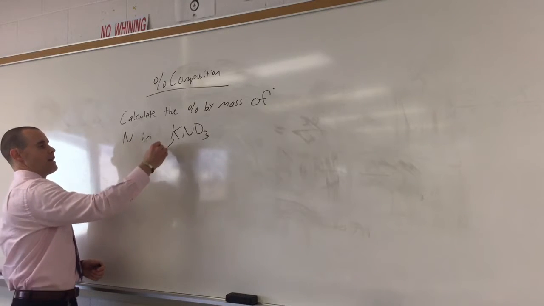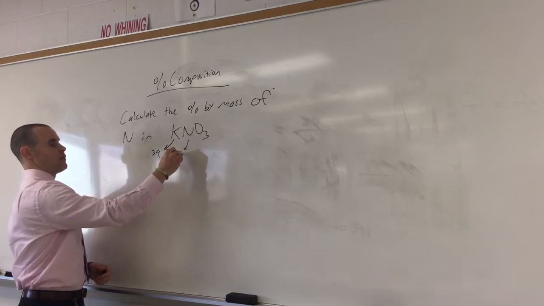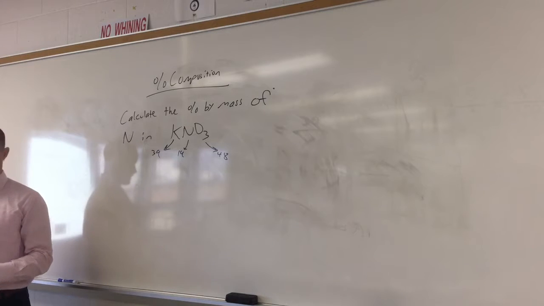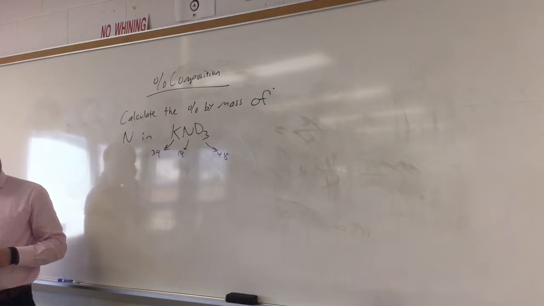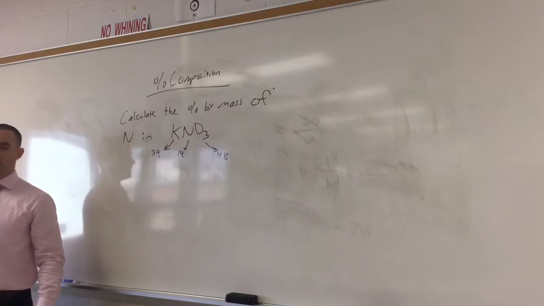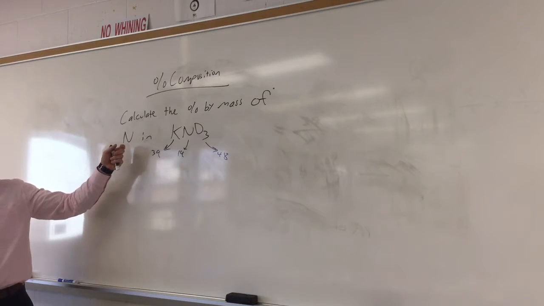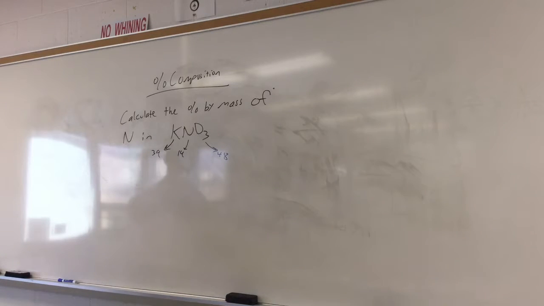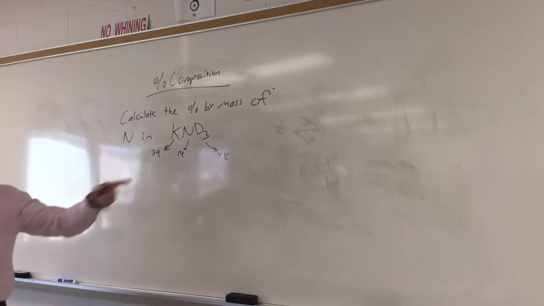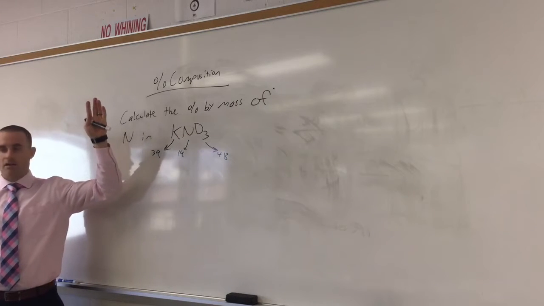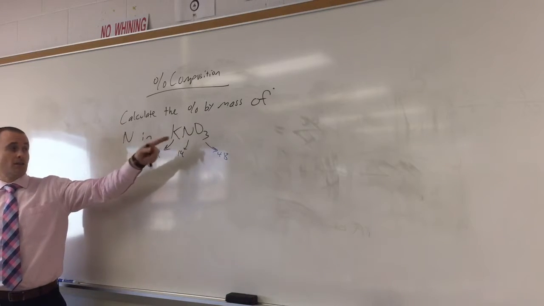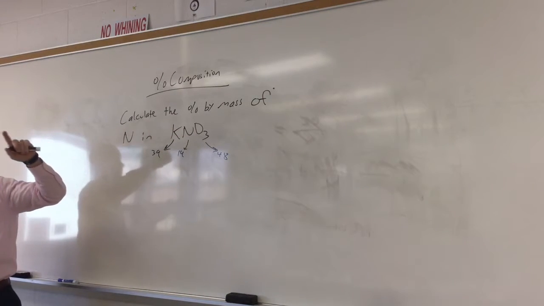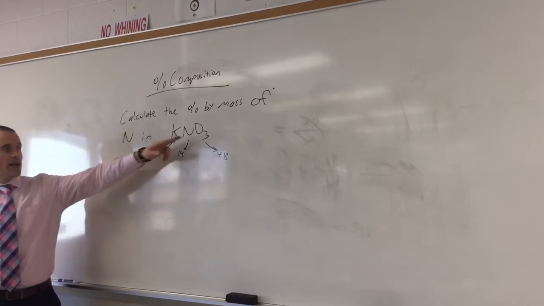13.86. So K is 39, N is 14, O is 48. Now, I want to clarify this before someone asks. Sometimes students will say, wait a second, N is diatomic, so shouldn't that be N2? The only time the little 2 factors in is when the elements are by themselves. It's called the elemental state. When it's in a compound, it doesn't matter whether it's diatomic or not. Sometimes it has a 2, sometimes a 3, sometimes just 1. So don't let the diatomic confuse you. That's only when elements are by themselves. So right here, it's just N.